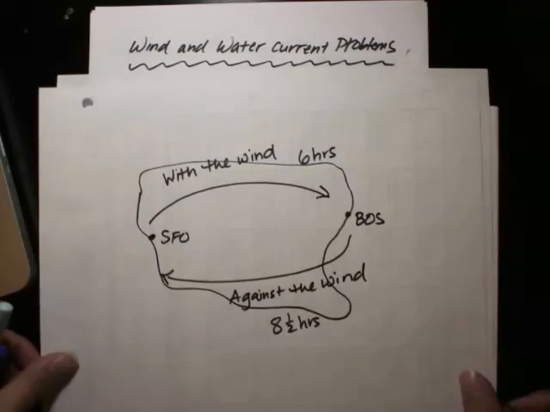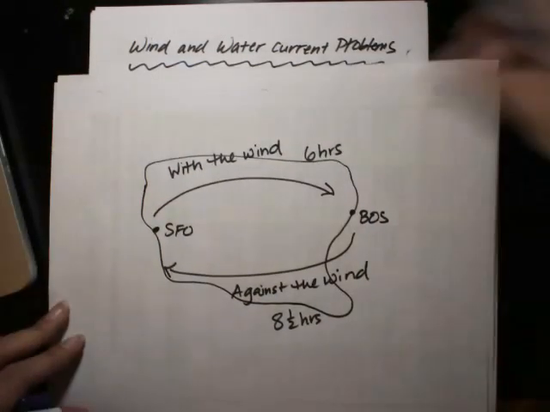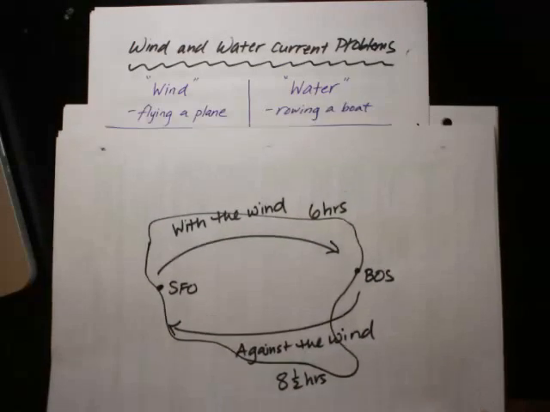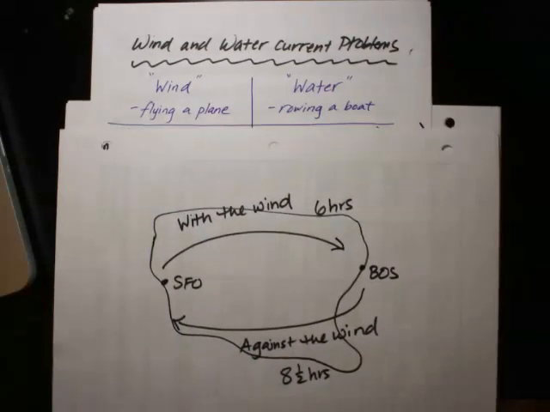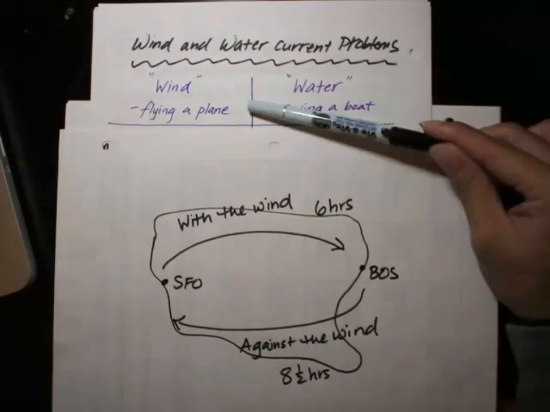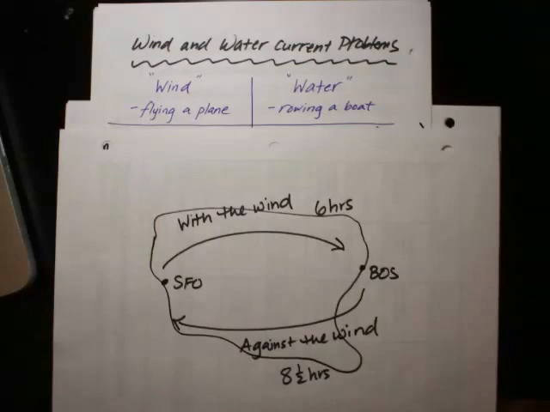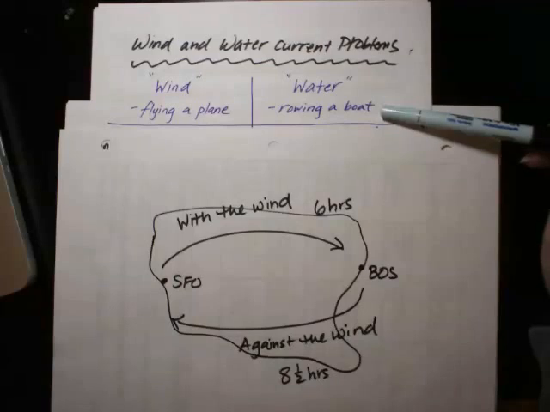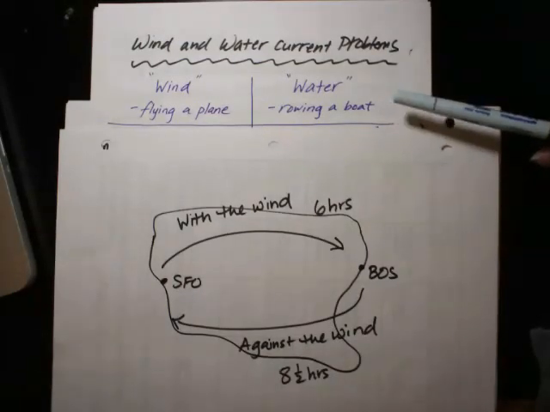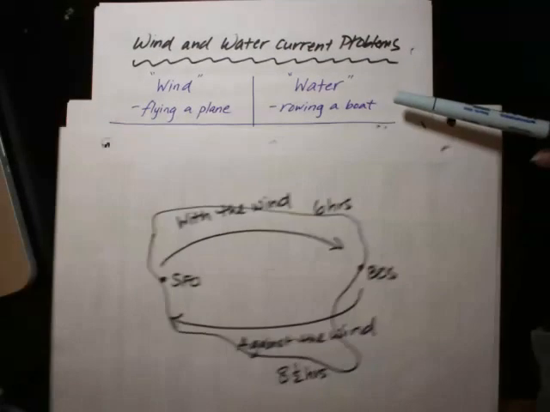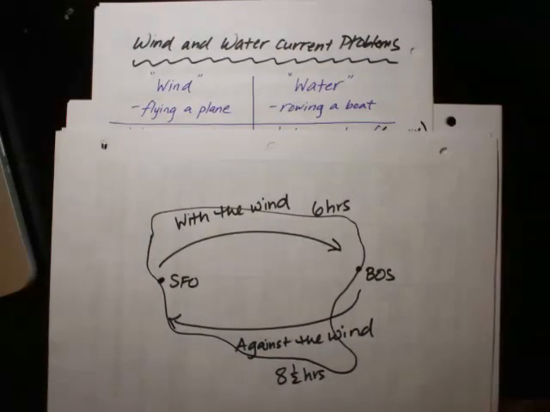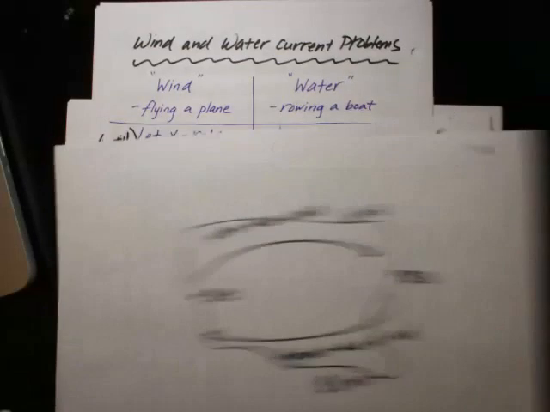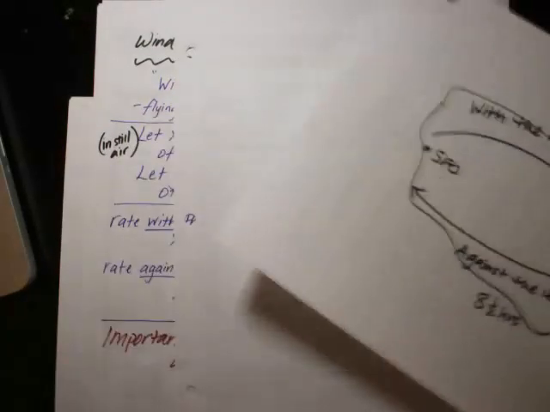Using this analogy, you will be taking a look at two different problems. One is wind problems. This is exactly what we talked about here, where you're flying either a plane, a jet, or a helicopter. Water problems, when you're talking about rowing a boat or swimming, things that go with the current and things that go against the current. So let's take a look first at wind problems.